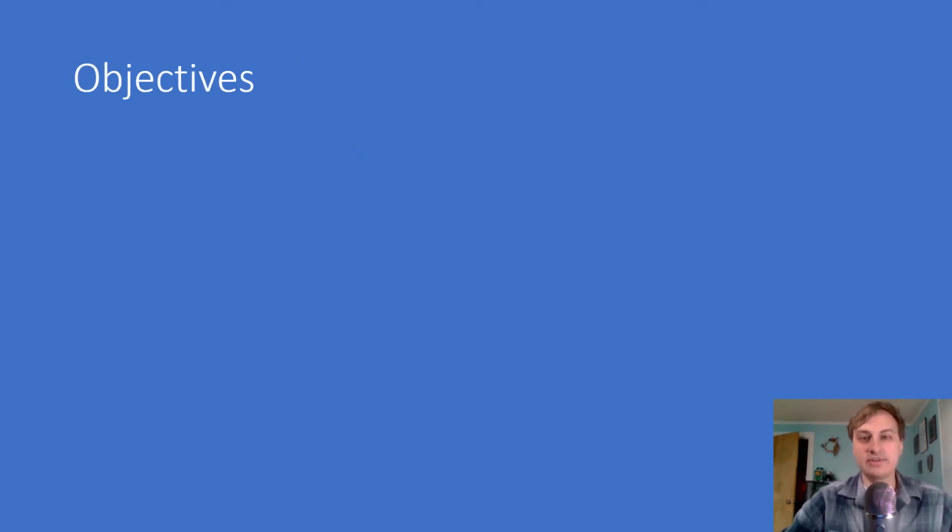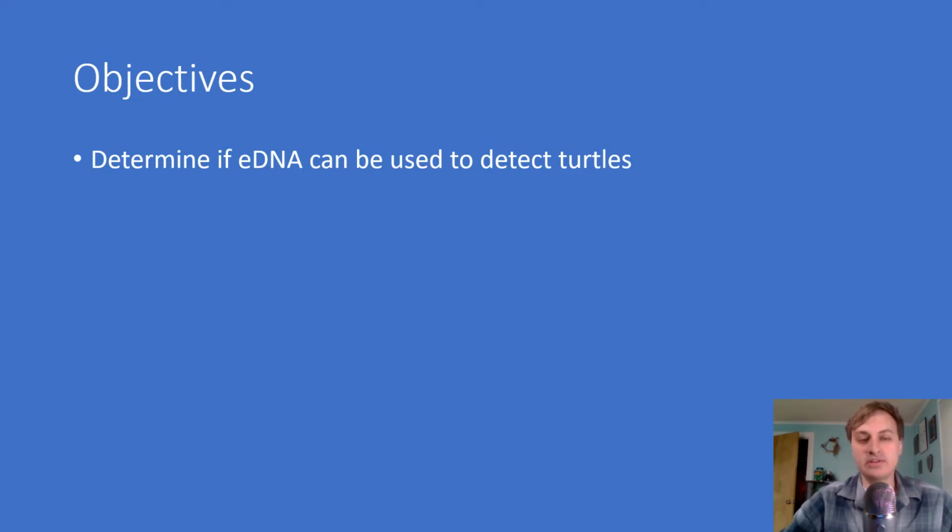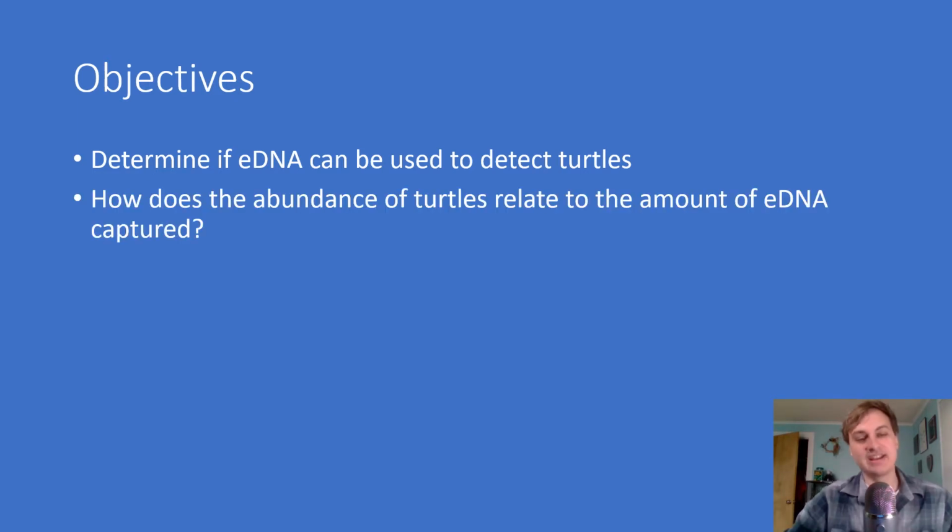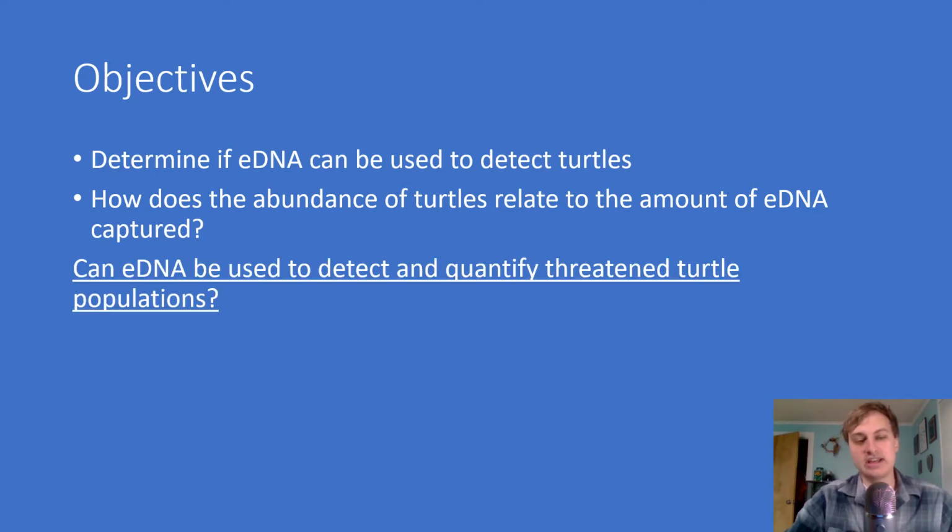The objectives for the study were as follows. Number one, they wanted to determine if eDNA can be used to detect turtles. It's been tried a couple of times and a couple of studies have been successful. This one, not so much, and we'll talk about that in a little bit. Then they wanted to determine how the abundance of turtles relates to the amount of eDNA they capture, both of which tie into this overarching question: can eDNA be used to detect and quantify threatened turtle populations? That's actually my thesis question.